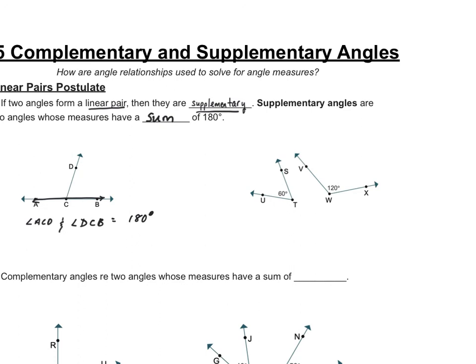So here we have angle UTS, that is 60 degrees, and then we have angle VWX, which is 120 degrees. Those two angles added together are going to equal 180 degrees, so those two angles too are going to be supplementary. Again, it doesn't matter that they are adjacent or have a common side. It's just when two angles sum to 180 degrees.